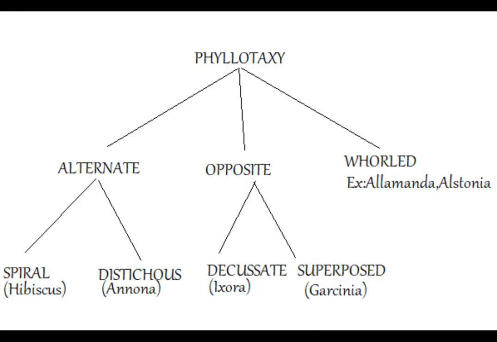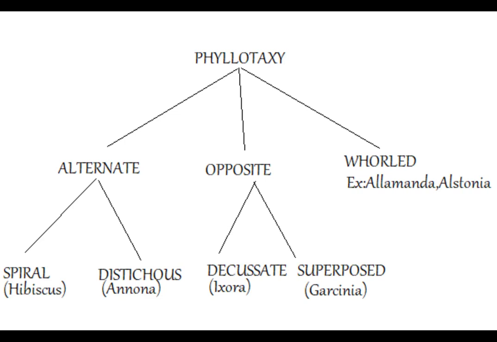So we can summarize phyllotaxy as the arrangement of leaves on stem and lateral branches. There are three different types: alternate, opposite and whorled phyllotaxy. In alternate phyllotaxy, a node contains a single leaf. In opposite, a node contains two leaves, whereas in whorled phyllotaxy, a node contains more than two leaves.